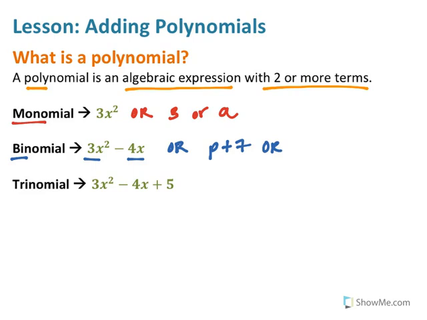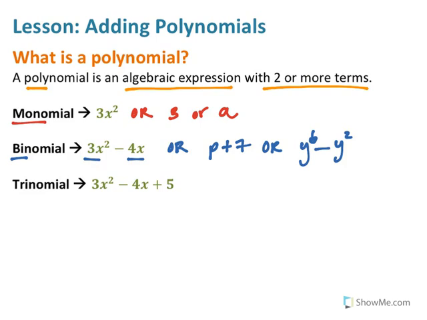One more could be y to the 6th plus y squared. These are two terms. Again, there's one plus sign, or let me not always use plus. Let's say y to the 6th minus y squared. Binomial, it's separated by a minus sign, so we have two terms.